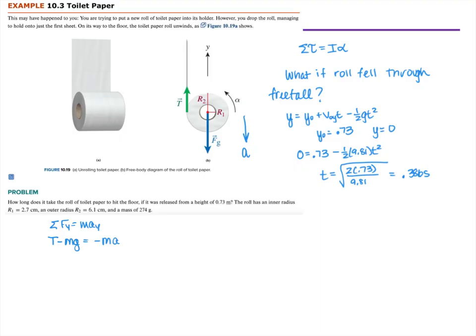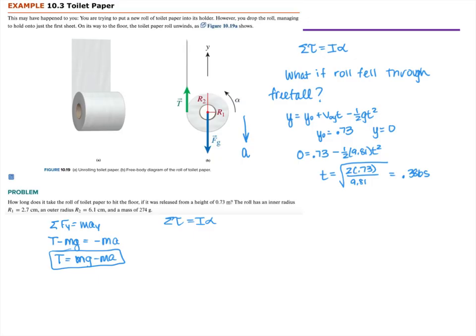I know I'm going to need an expression for tension, so I'm going to rearrange this equation. I have mg minus ma. I'm going to use this a little bit later. First, now I'm going to look at torques and the moment of inertia times the acceleration. Now there's only one torque acting on this roll.